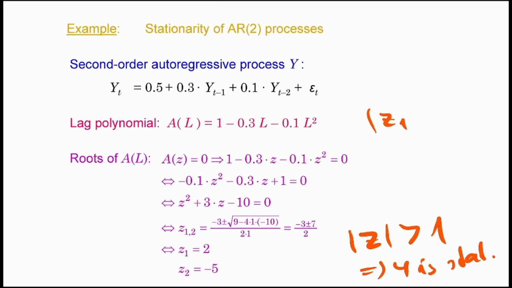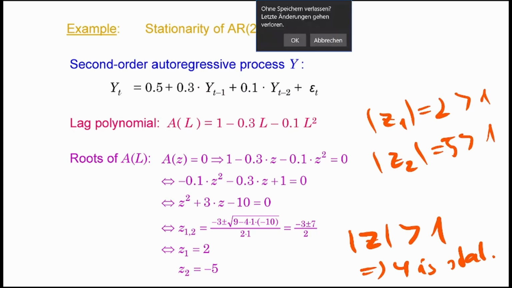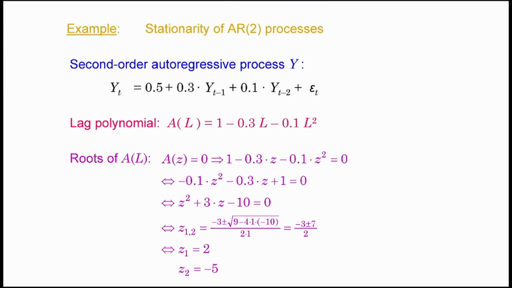The absolute value of the first one is going to be 2, which is also greater than 1, and the absolute value of the second one is going to be 5, which is also greater than 1. Whatever comes out, you have to calculate its absolute value, and that's the way to do it, guys. Is it clear? So the process is going to be stationary, point blank, period.